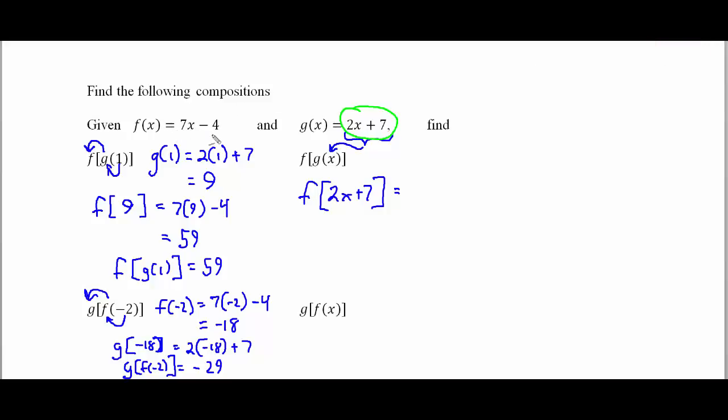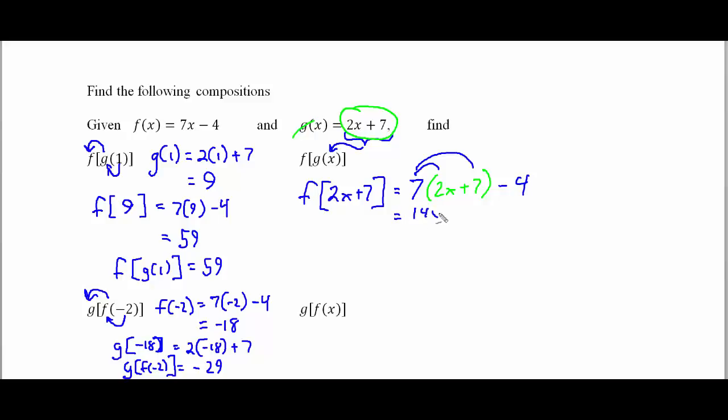I'm going to take this equation, the 7x minus 4, and plug in the 2x plus 7 into every instance of x. So this is 7, change to green. Whoops. 2x plus 7. And then change back to blue to show you that minus 4. All right, so here's what happened. The f absorbed the g of x equation, so that green 2x plus 7 got put in for the x right here.